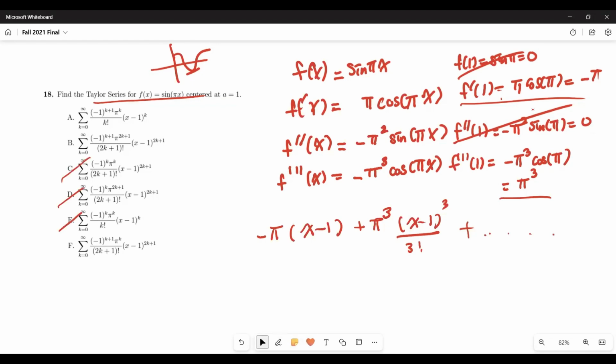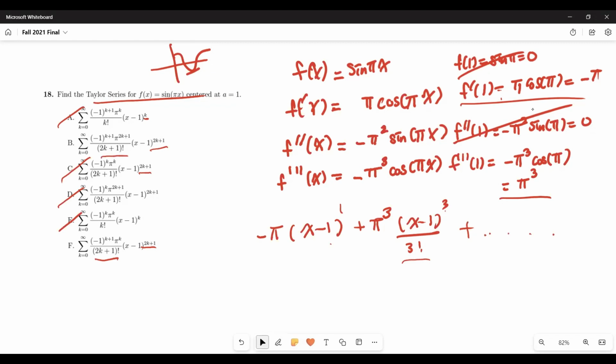Okay, we got rid of a lot of the choices. Now let's look at it. The terms are x minus 1 to the 1 power and then x minus 1 to the 3 power, so it also can't be a. It has to be 2k plus 1 to make it an odd power. The factorial is also odd, so it's going to be 2k plus 1 factorial. So it's going to be either b or f.